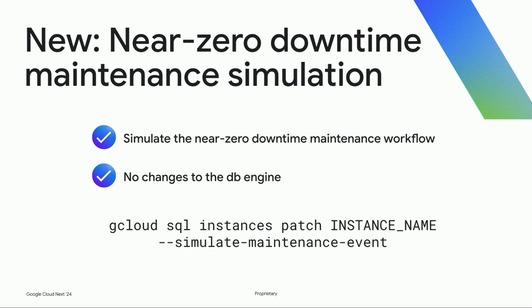All you have to do is say simulate maintenance event, and Cloud SQL will send your instance through the whole near zero downtime process so that you can check the downtime from the application side and find the right day of the week and time when you should accept the maintenance where the downtime is less than 1 second. And that's the maintenance window that you should set for your instance.